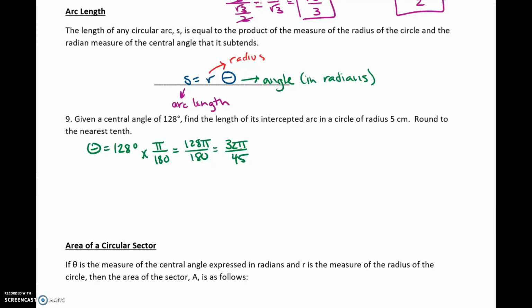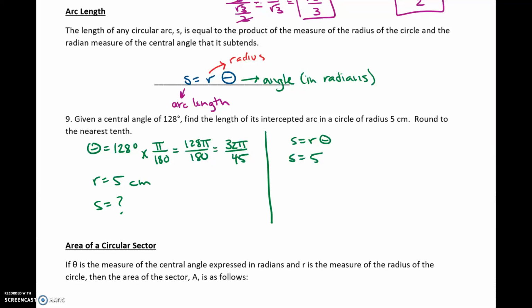The next piece of information, it says my radius is 5. So my R is 5 centimeters. What am I looking for? It's saying look for the length of the arc. So I'm looking for S. So based on that given information and what I'm looking for, it's clear that I'm going to use the S equals R theta formula. So I'm looking for S.